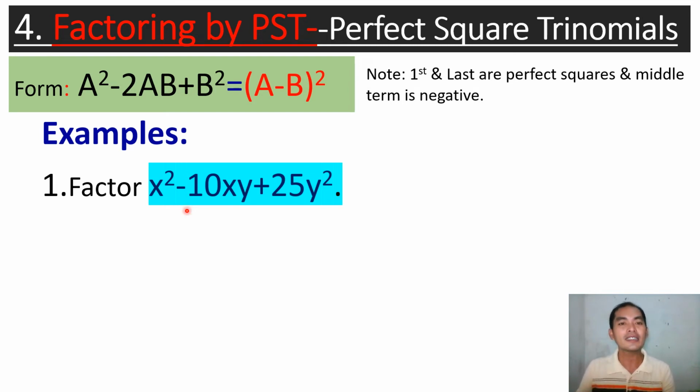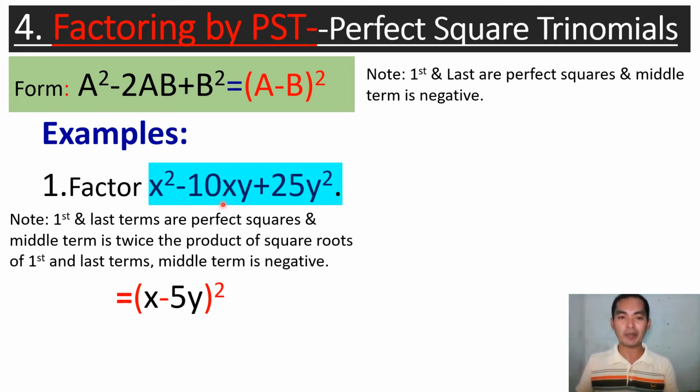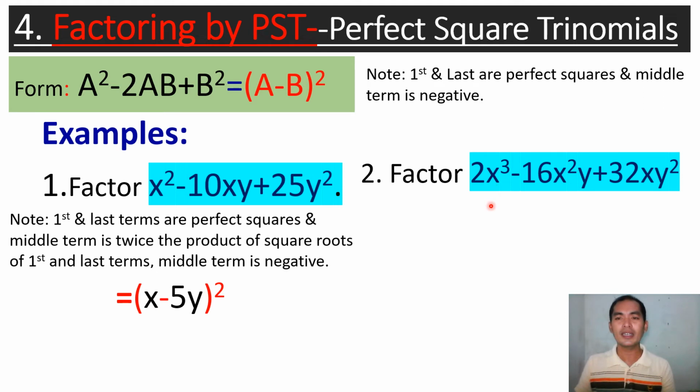This is negative. So, therefore, your first step is make parenthesis, lagyan ng square sa labas, lagyan na po ng minus in between. If the middle term is negative, negative ang ilalagay. Get the square root of x squared and get the square root of 25y squared, which is 5y, times 2. Is that the middle term? If your answer is yes, therefore, that's the complete factor of the expression. Square of x minus 5y.